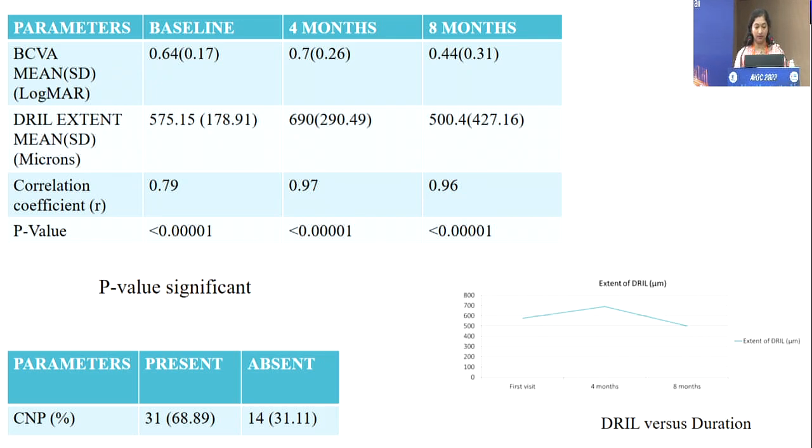Mean DRIL was 575. At 4 months, mean BCVA was 0.7 and DRIL increased to 690. So there was a decrease in BCVA corresponding to the increase in the DRIL value. At 8 months, there was a decrease in the DRIL and a corresponding improvement in visual acuity, which has a significant p-value. CNP area was present in 31 eyes out of 45.